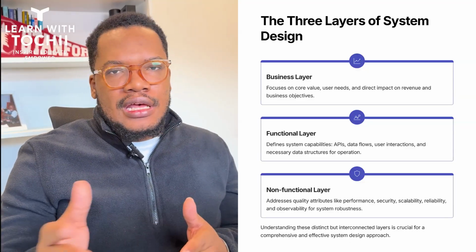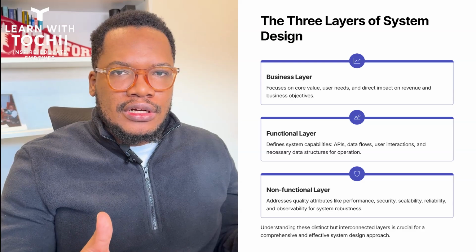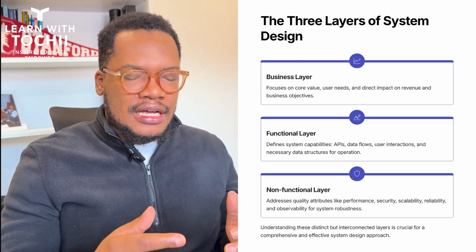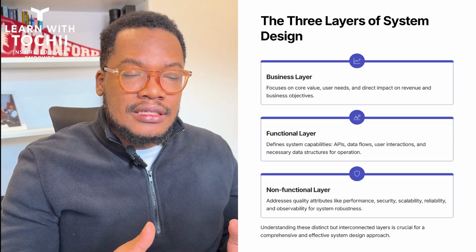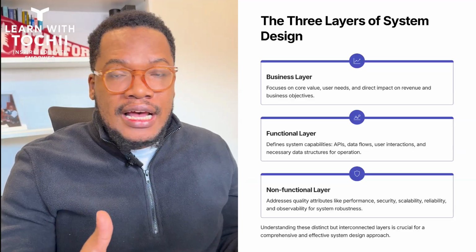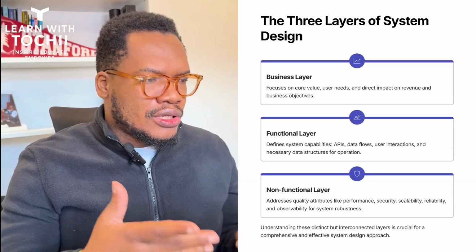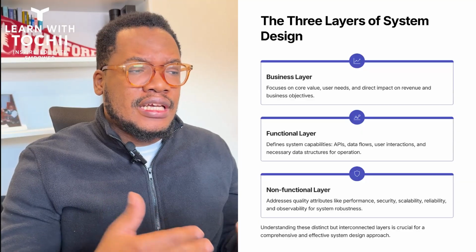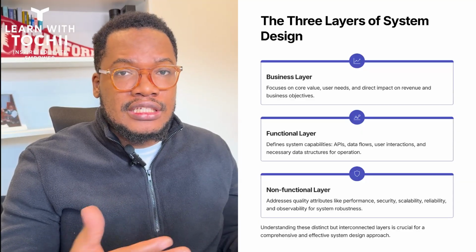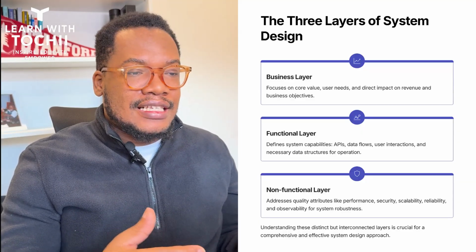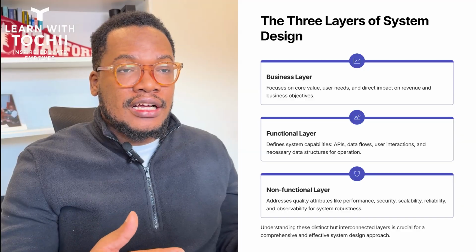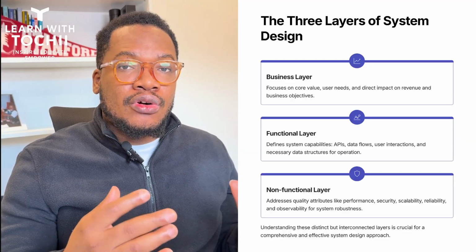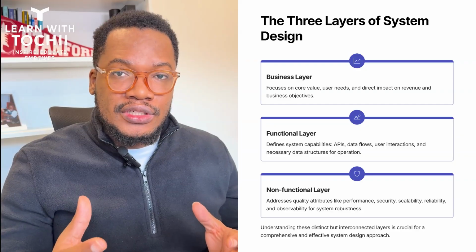Now, this is a bit different from the functional layer. The functional layer simply is defined as the system's capabilities. That is the APIs, the data flows, the user interactions, and every necessary data structure for the operationality of that system. Now, this all works together. That is the business layer and the functional layer, and it all comes together with the non-functional layer.